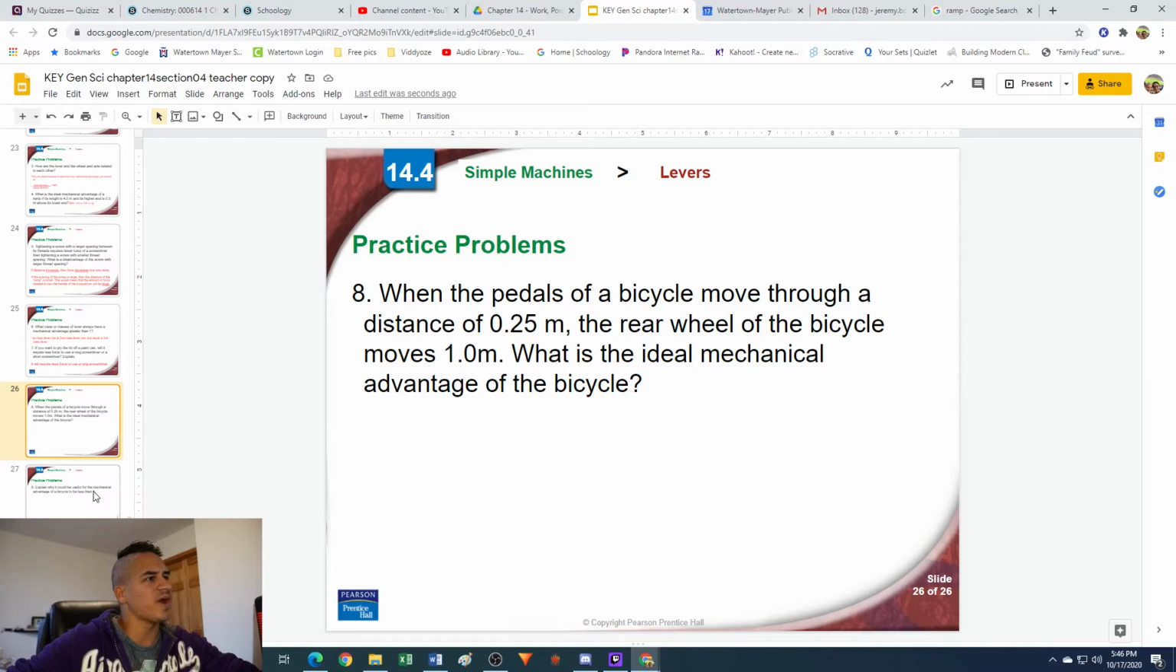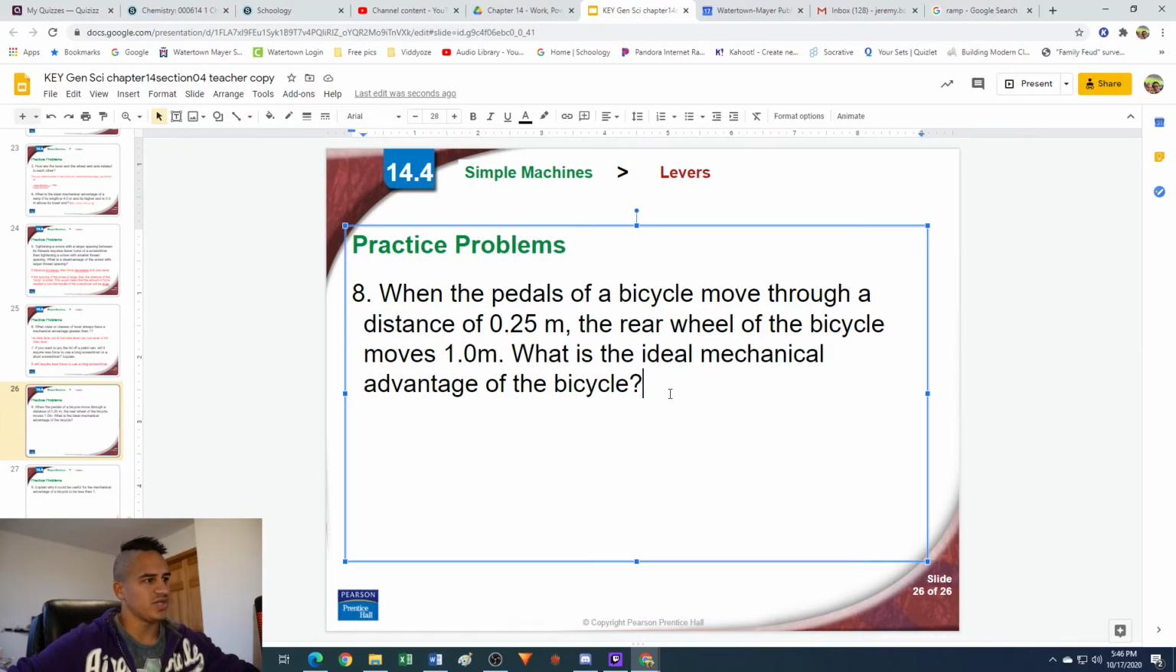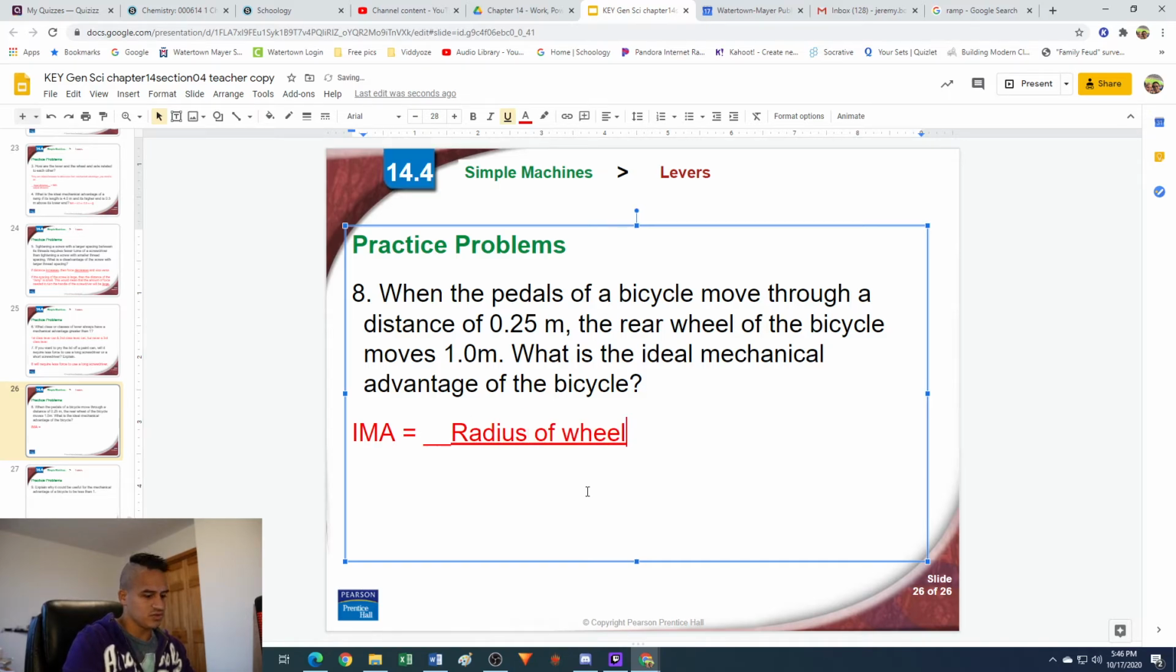Number 8, when the pedals of a bicycle move through a distance of 0.25 meters, the rear wheel of the bicycle moves 1 meter. What is the ideal mechanical advantage of the bicycle? To calculate mechanical advantage for a wheel and axle, which is what this is, because a bicycle is a wheel and axle, IMA is equal to the radius of the wheel divided by the radius of the axle. The wheel in this case is going to be 1 meter, because it says the rear wheel of the bicycle moves 1 meter.